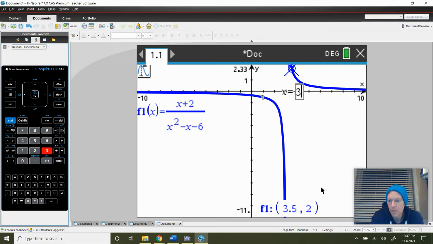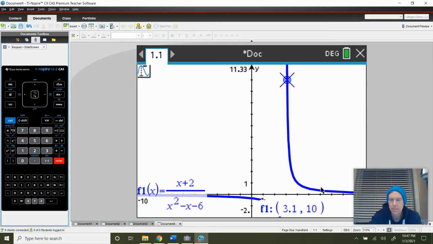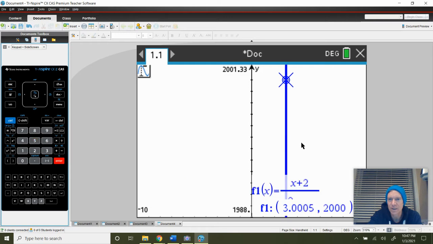About 3.1. Our y value is now 10. What about 3.0005? So we're getting closer and closer to 3, but from the right side, staying to the right side or the positive side of 3. And our y value keeps getting bigger.